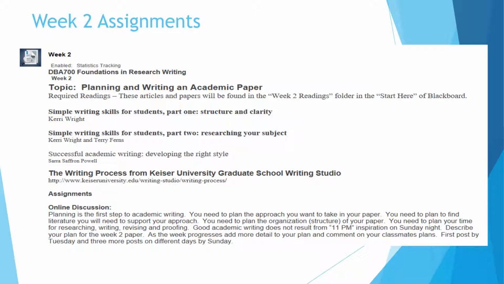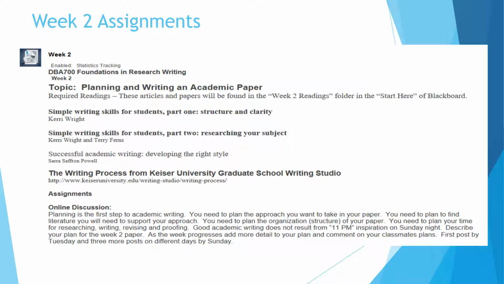So the discussion assignment for this week is going to deal with planning, because you don't sit down at 11 o'clock on Sunday night when a paper is due and write a good, solid, quality academic paper. This should be planned out from the very beginning of the week when you start thinking about the particular topic that the paper is going to be on.